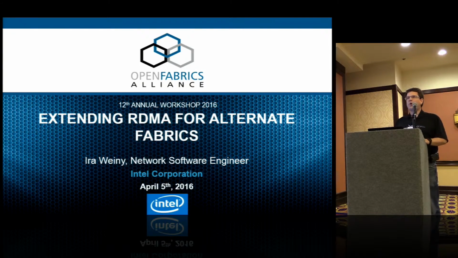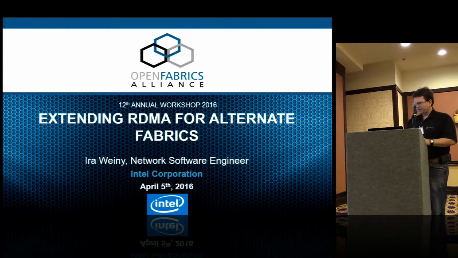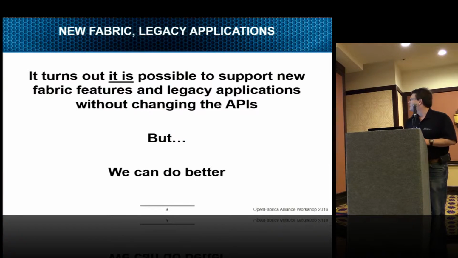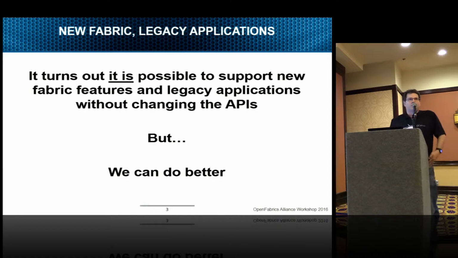Because one of the goals for Omni-Path Architecture was to support the existing infrastructure that this organization has built up over the years. So it turns out it is possible to support new Fabric features with legacy applications without changing APIs. We can do better.